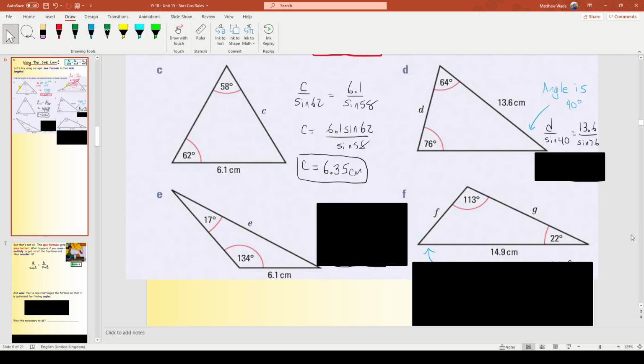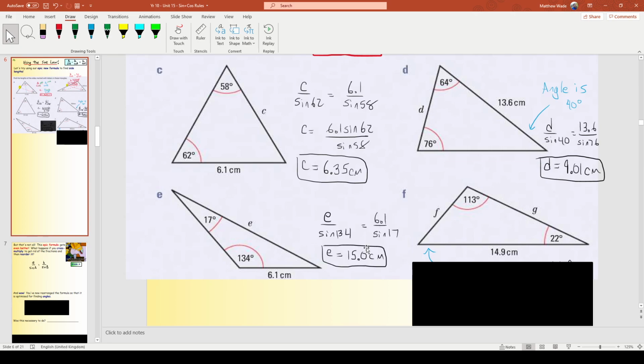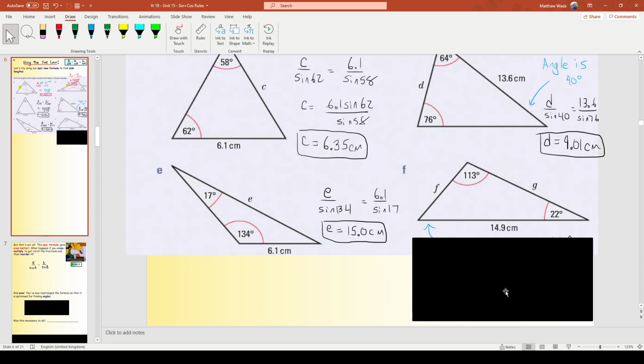Okay, D is a bit trickier because we had to actually get this angle first. It's 40, okay? Didn't do anything special with that. There's 180 in the triangle. I just took away 64 and 76 and got 40. Cool. Leads to an answer of 9.01. Cool. E, no problem at all. It's an obtuse angle, but that doesn't make any difference. It works for obtuse angles too. So E over sine 134, 6.1 over sine 17, 15.0 you get.